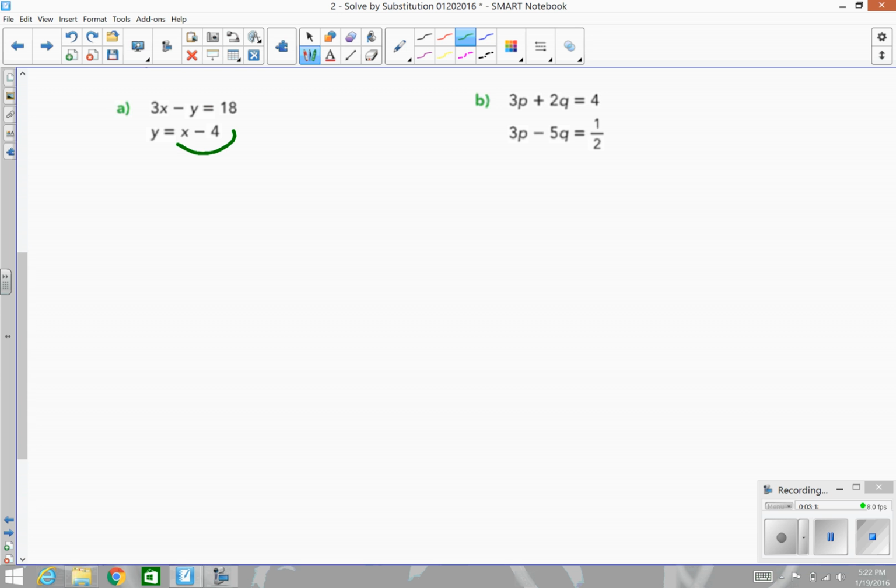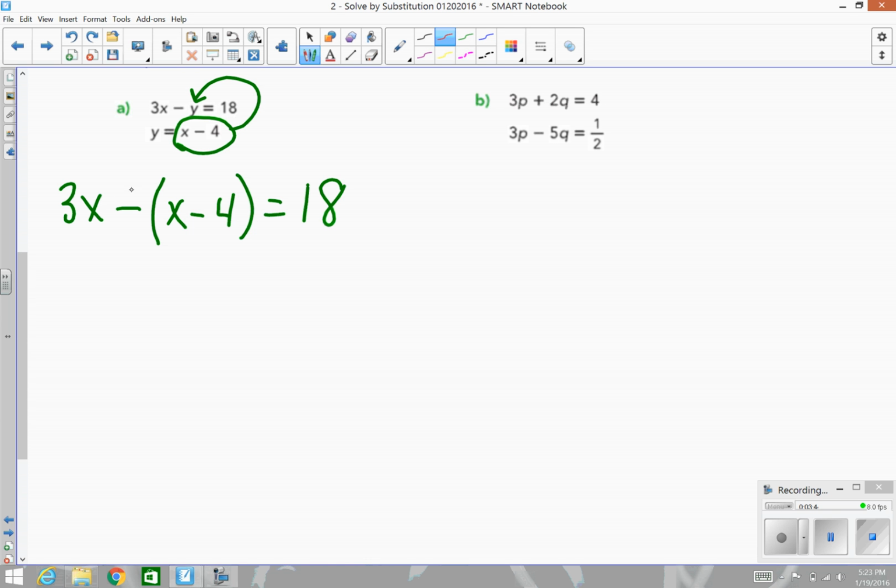If y equals x minus 4, I'm going to substitute that in for y. It'll look like this: 3x minus, now I'm going to replace the y with what y equals, which in this case is x minus 4, equals 18. So we've just replaced the y with x minus 4. Now you do need to spend some time distributing this negative all the way through. So we have 3x minus x plus 4 equals 18.